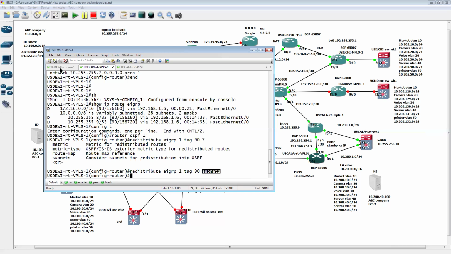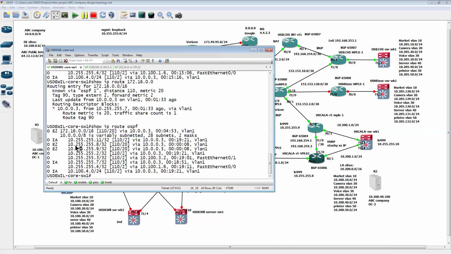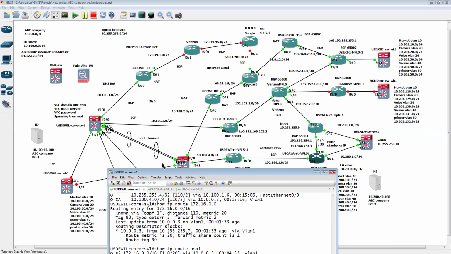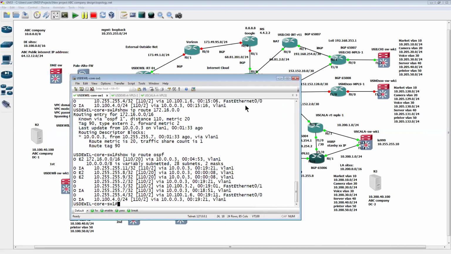Okay. So now it's beautiful. You see from here, I should be able to use OSPF and then come to here using EIGRP. So I should be able to ping this network. All right. Let's try it here.